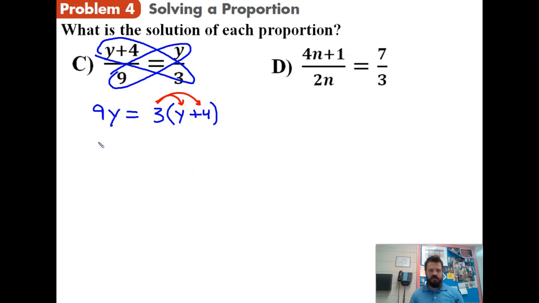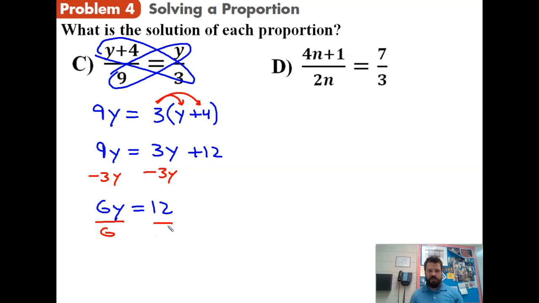So solving then, it's a little more complicated than just cross multiply and divide, but basically the same thing. We have 9y on the left is equal to 3y, okay, remembering to distribute, plus 12. And then to get the y by itself, we'll subtract 3y from both sides, which gives us 6y is equal to 12. And then we'll divide both sides by 6 to end up with y equals 2.